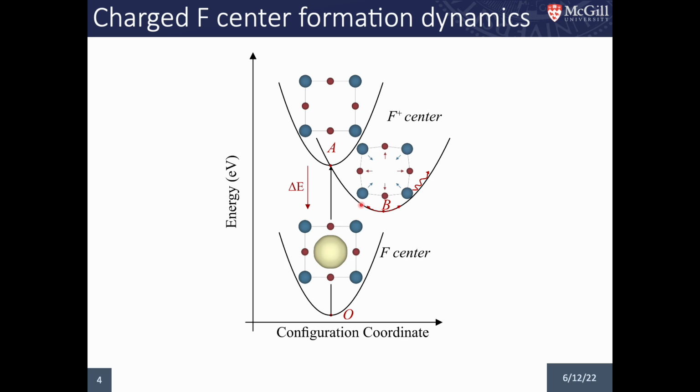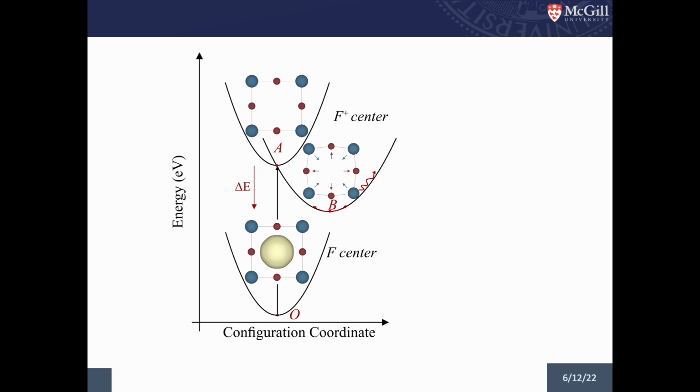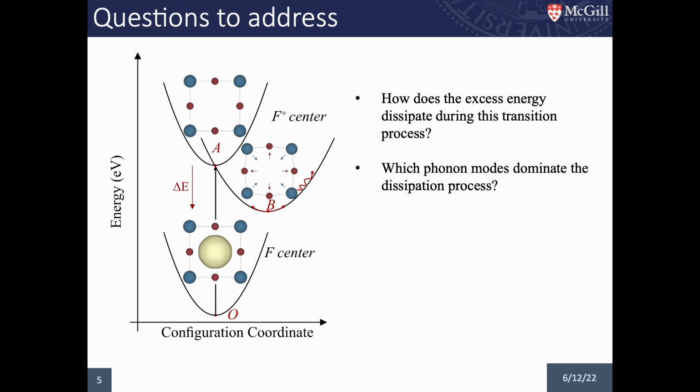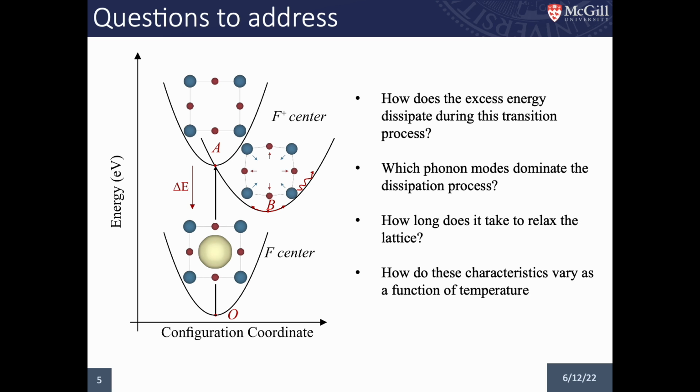In the process A to B, we can see that the total energy drops, accompanied by lattice relaxation. About this lattice relaxation process, there are a few questions that we would like to answer. How does the excess energy dissipate during this transition process? Which phonon modes dominate the dissipation process? How long does it take to relax the lattice? How do these characteristics vary as a function of temperature?